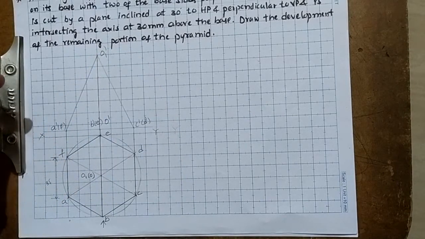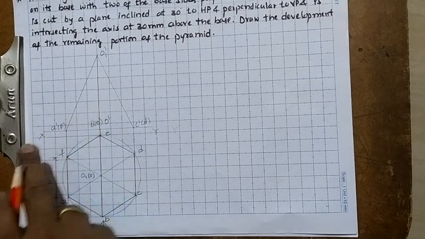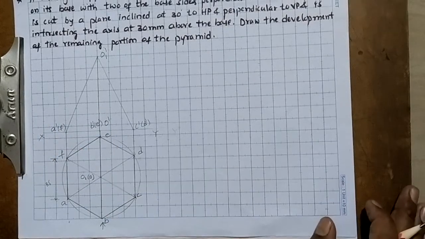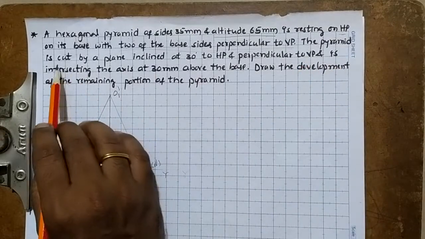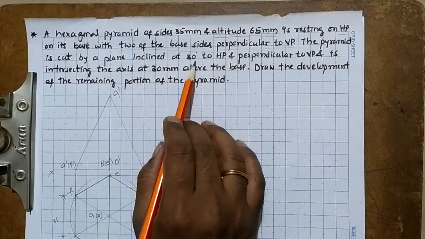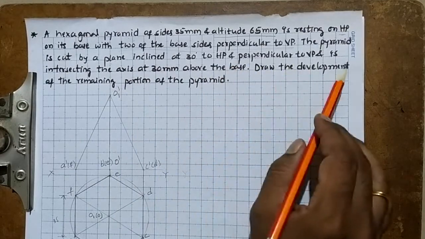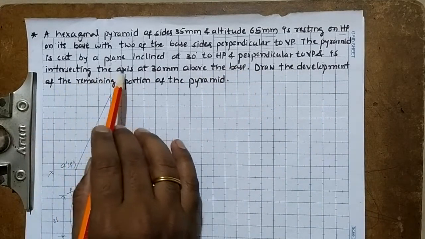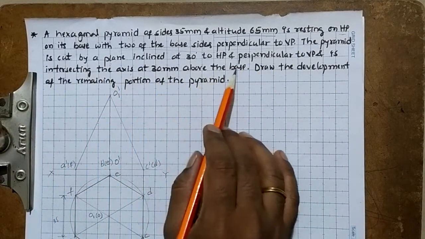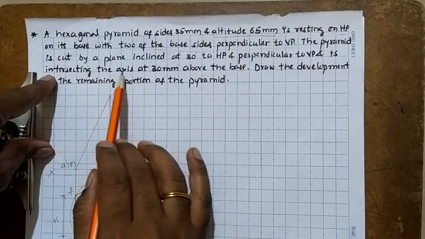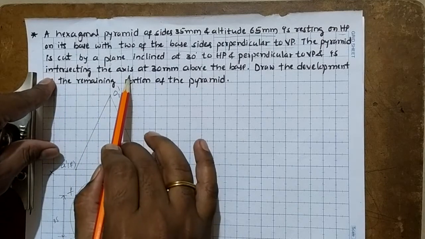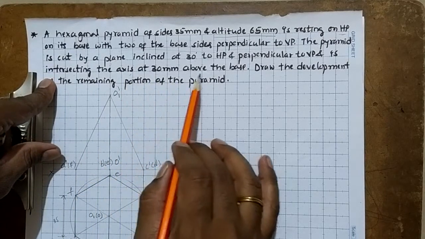After drawing the top view and front view, draw the section plane. See here where to cut the pyramid, that is given. The pyramid is cut by a plane inclined at 30 degrees to HP and perpendicular to VP, and is intersecting the axis at 30 mm above the base. There are two conditions. One is intersecting the axis, that is, cutting the axis at 30 mm above the base.